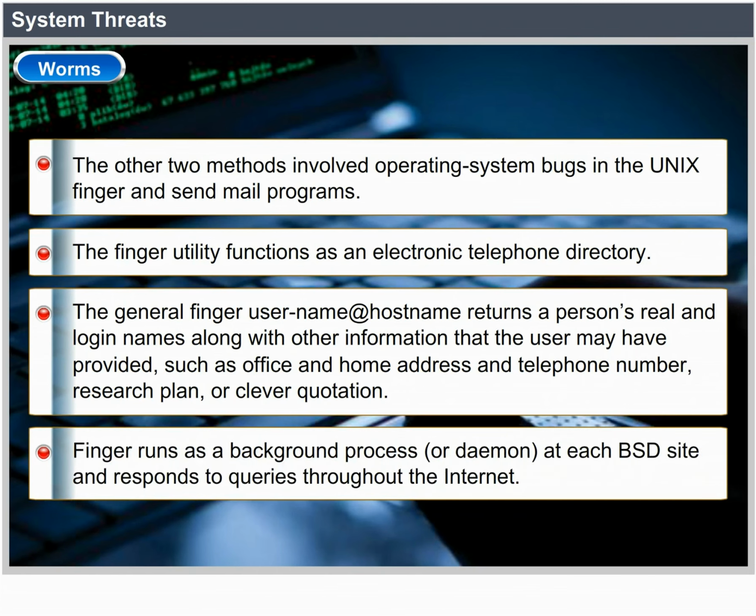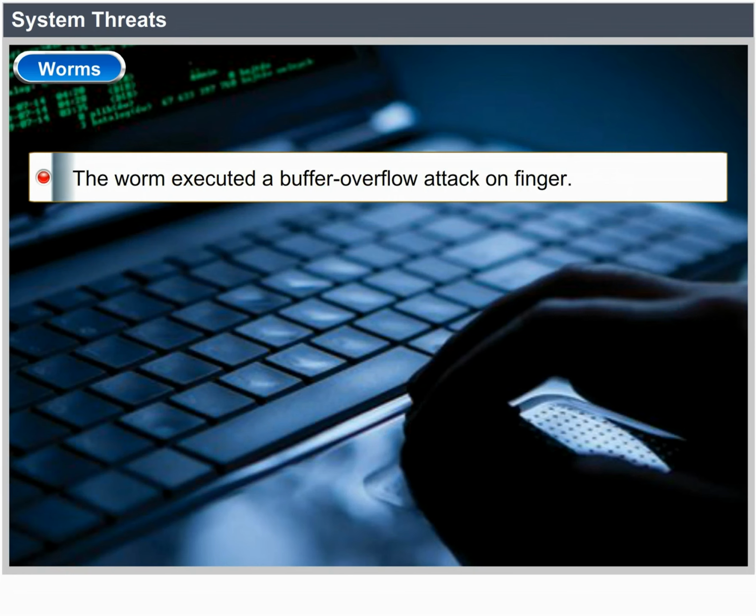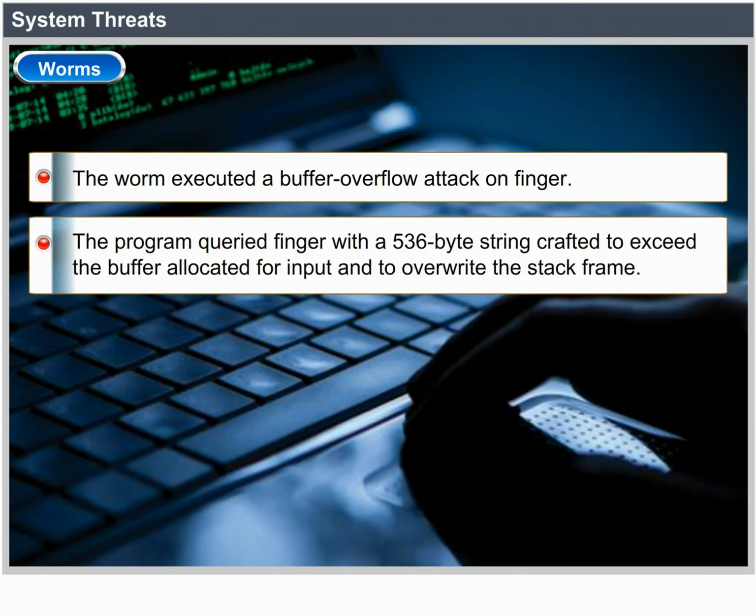The worm executed a buffer overflow attack on Finger. The program queried Finger with a 536-byte string crafted to exceed the buffer allocated for input and to overwrite the stack frame. Instead of returning to the main routine where it resided before Morris's call, the Finger daemon was routed to a procedure within the invading 536-byte string now residing on the stack. The new procedure executed /bin/sh, which, if successful, gave the worm a remote shell on the machine under attack.